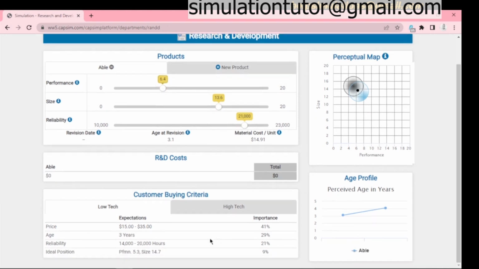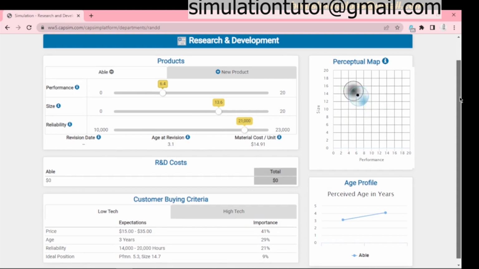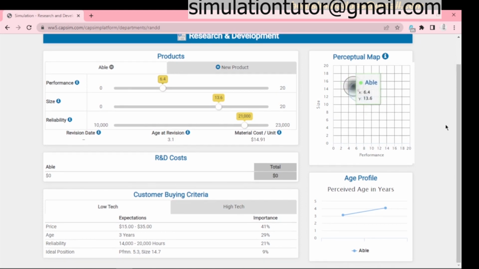Consumers want a size of around 14.7, while we have a size of 13.6. So this is better, and we won't change the size either. Remember, in the simulation, as the years go by, the performance increases while the size reduces. So we can't increase the size of our product, because we'd be going against the principles of the simulation.